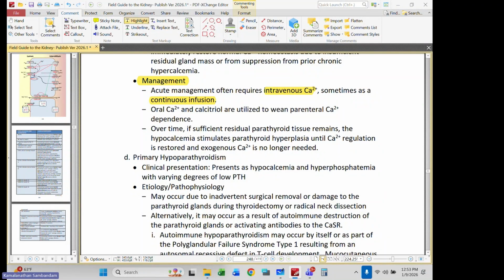Okay. The other part of this is that often the autoimplant or the residual parathyroid gland starts to hypertrophy and produce more parathyroid hormone. And so that would be another reason where, even if the hole is not filled, they can still start normalizing their calcium.